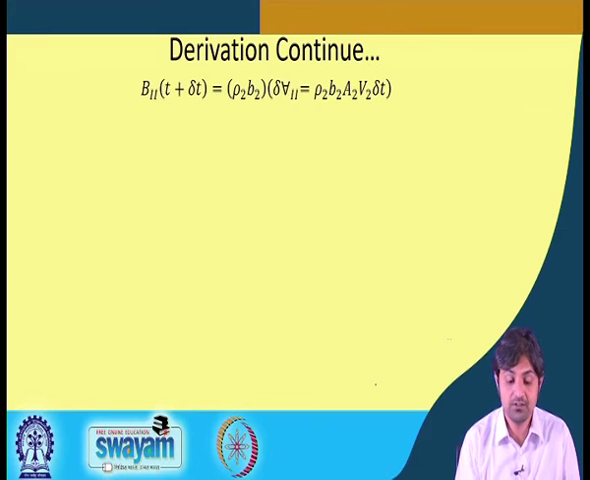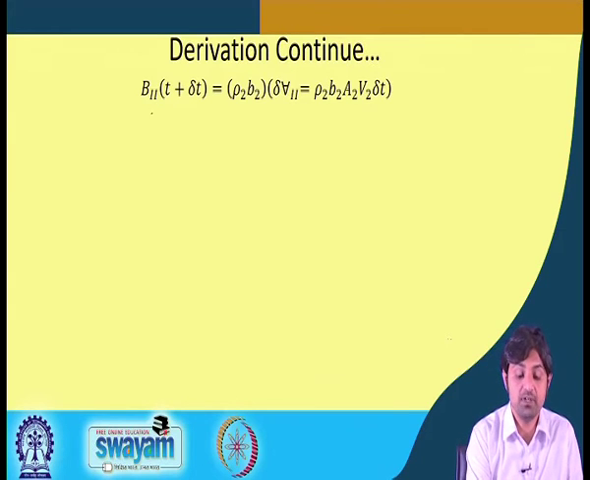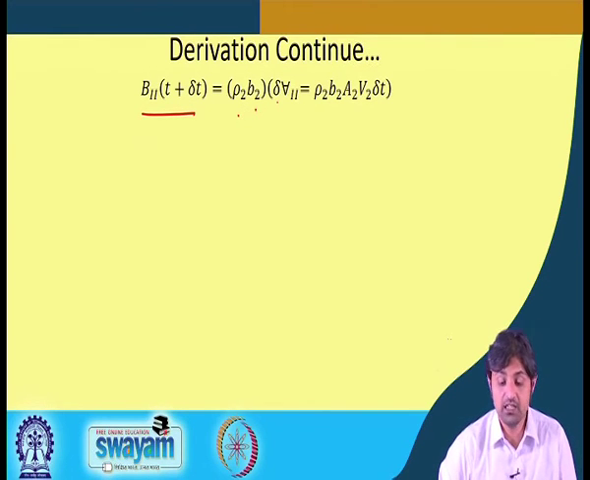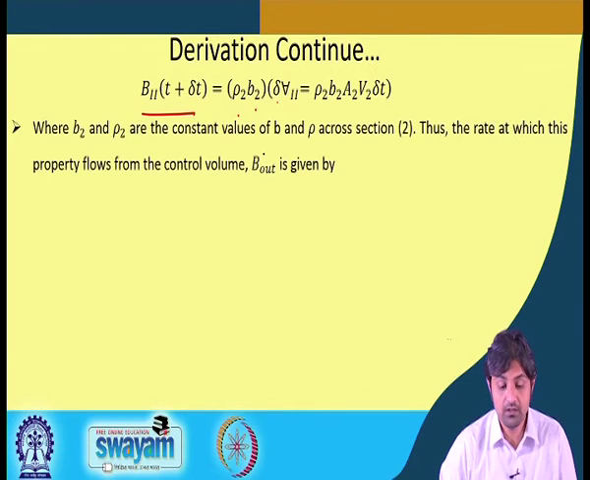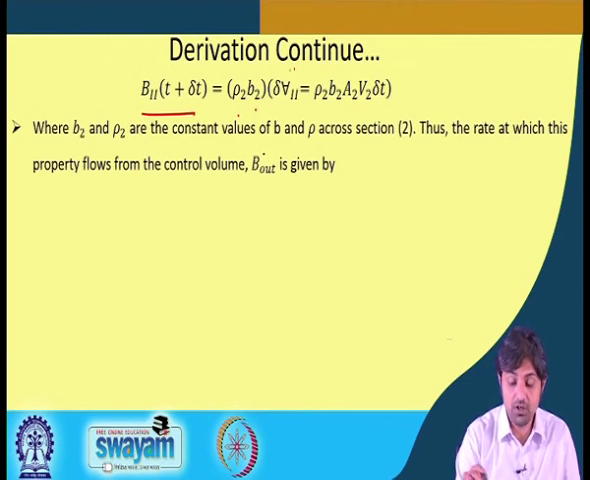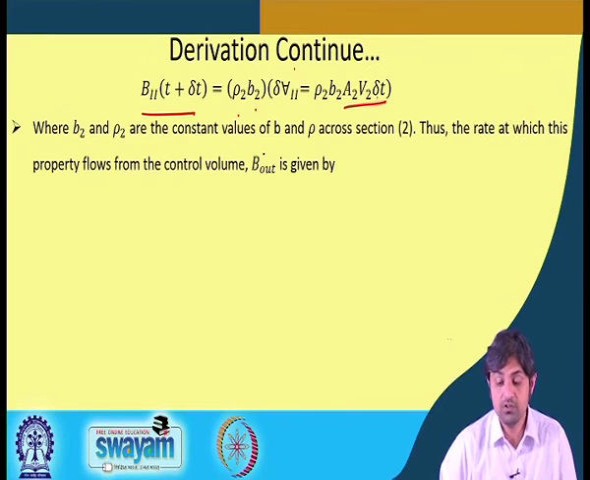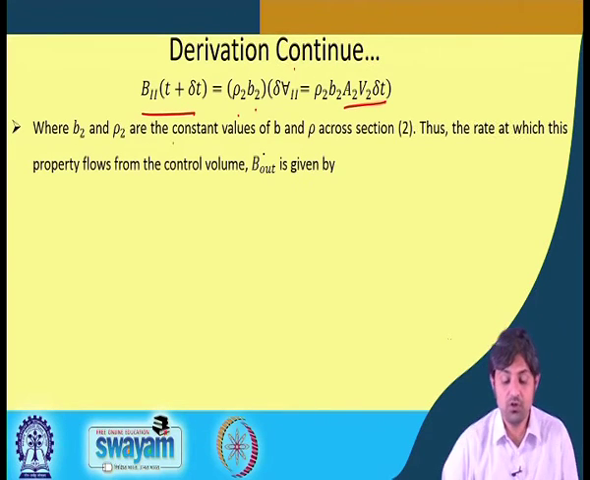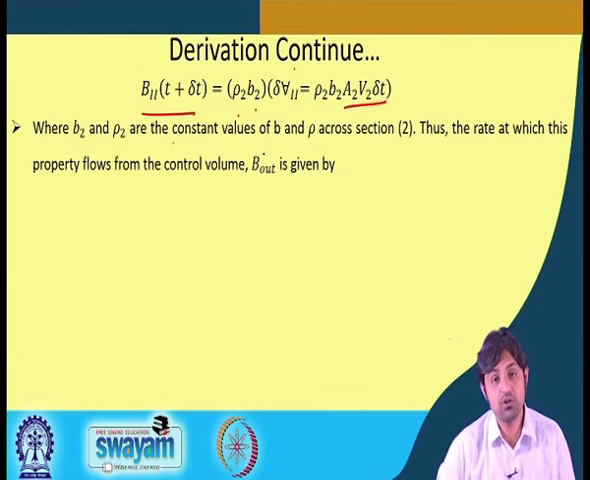Hence, B2 at t plus delta t can be written as rho 2 B2 multiplied by delta V2, or in terms of A2 V2 delta t, where B2 and rho 2 are the constant values of B and rho across section 2.